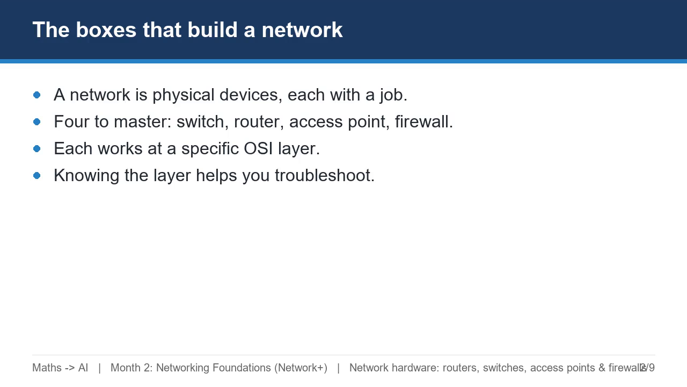A network isn't just cables and addresses. It's a set of physical devices, each with a specific job. There are 4 you must master: the switch, the router, the access point, and the firewall. The key to understanding them is to remember which OSI layer each one works at. Layer 2, Layer 3, and so on. That single fact tells you what each device can and can't see.